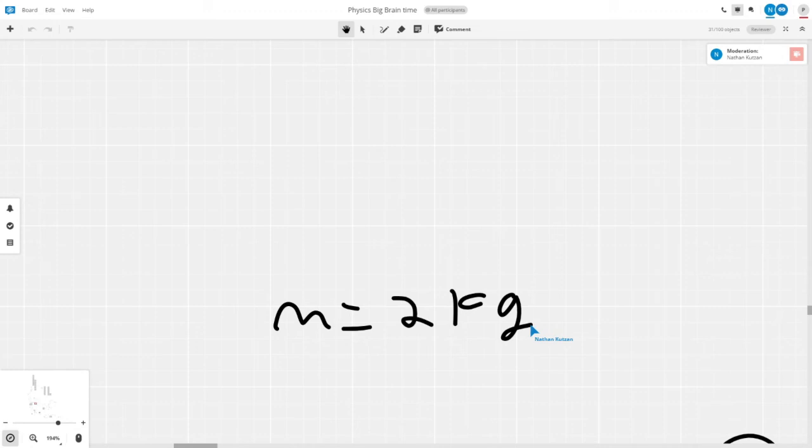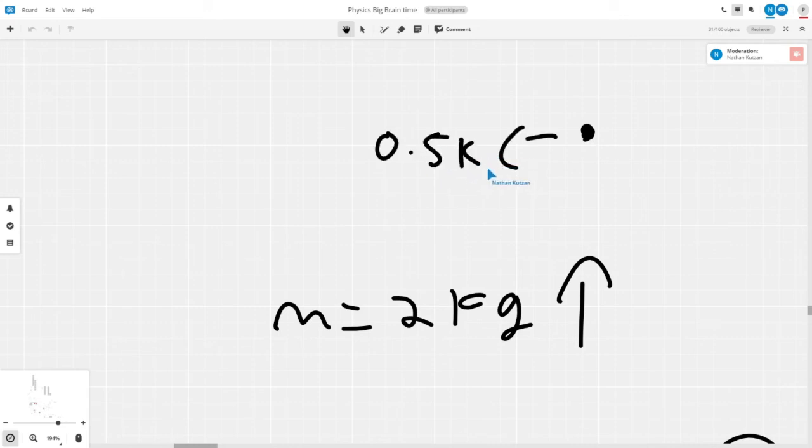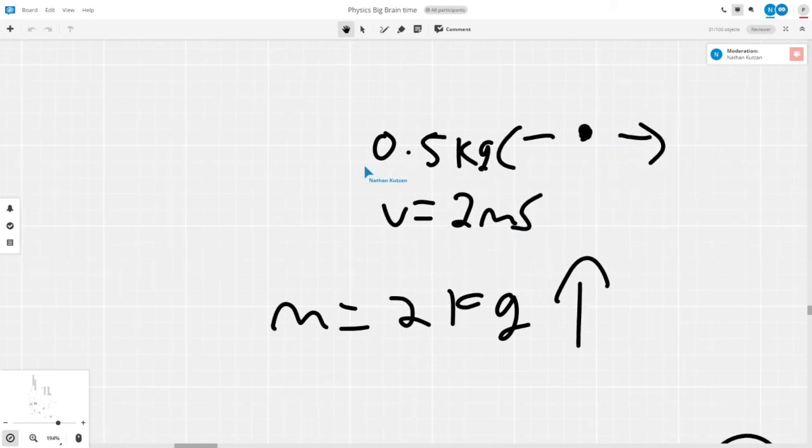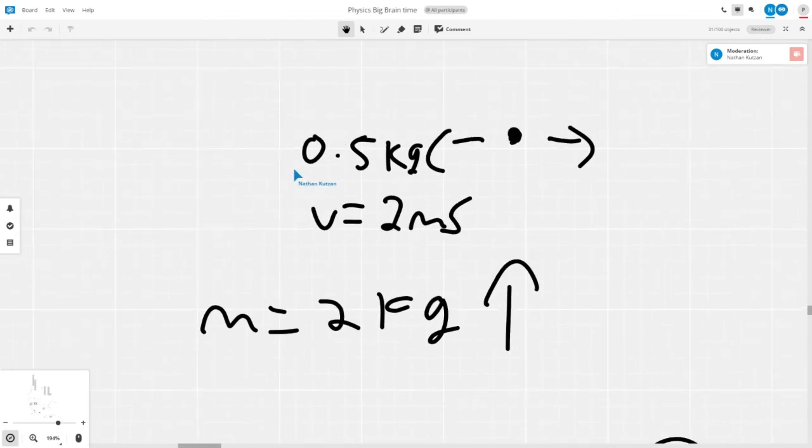Okay. So imagine that the firework has a mass of 2 kilograms, and then we shoot this firework straight up. And then at the highest point in its trajectory, right before it starts falling, the firework explodes, and it shoots 0.5 kilograms of its mass in the left direction with a velocity of 2 meters per second. And the rest of the mass goes to the right. So how can we find the mass that goes to the right and the velocity of the mass that goes to the right?